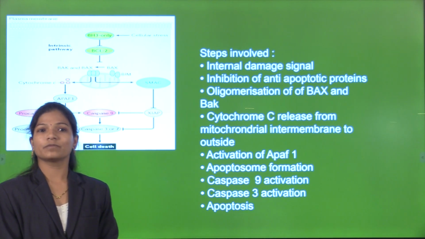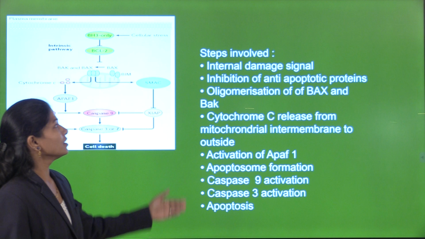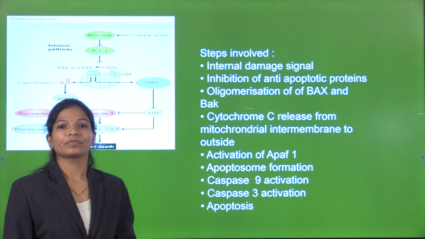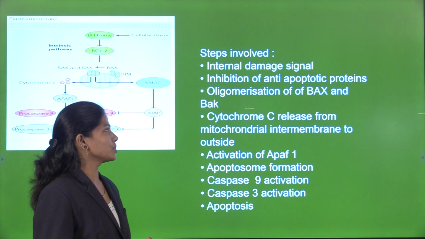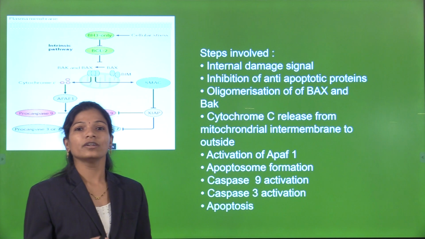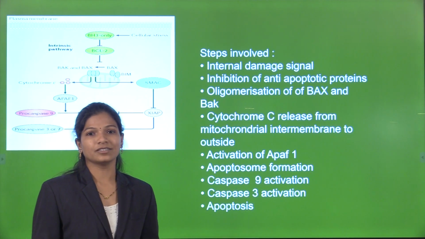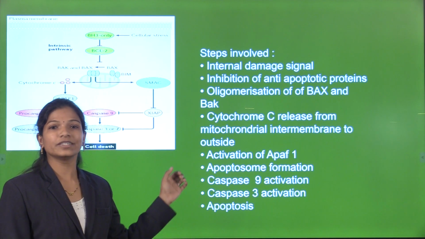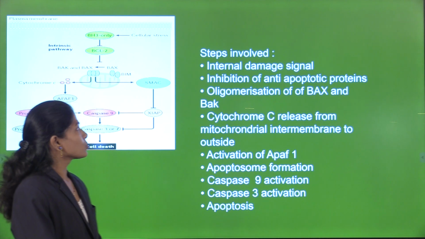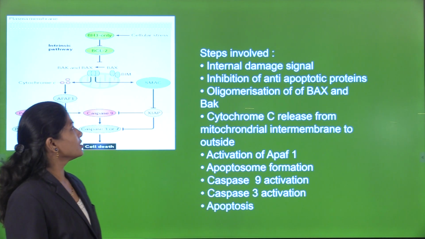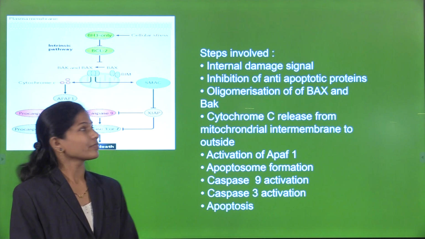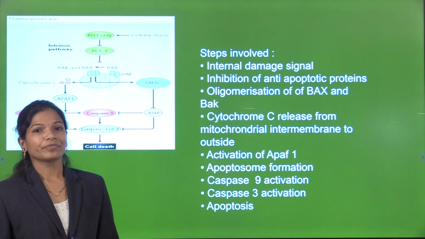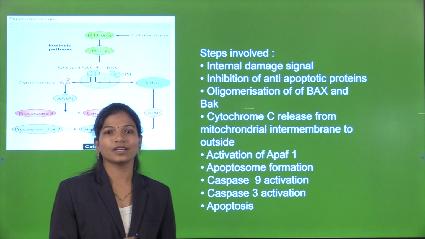Now the steps involved in apoptosis. The first step is the internal DNA damage signal. For example, DNA damage, or hypoxia, or generation of free radicals. Those might be the internal signals. This is the summary of the intrinsic pathway of apoptosis, so we will see the steps one by one. The first step is the internal DNA damage. Then the next is inhibition of the anti-apoptotic proteins, that is, BCL2 and BCLXL.